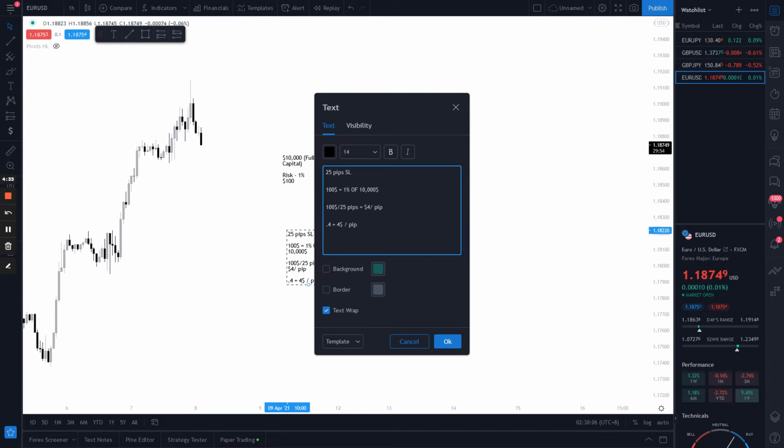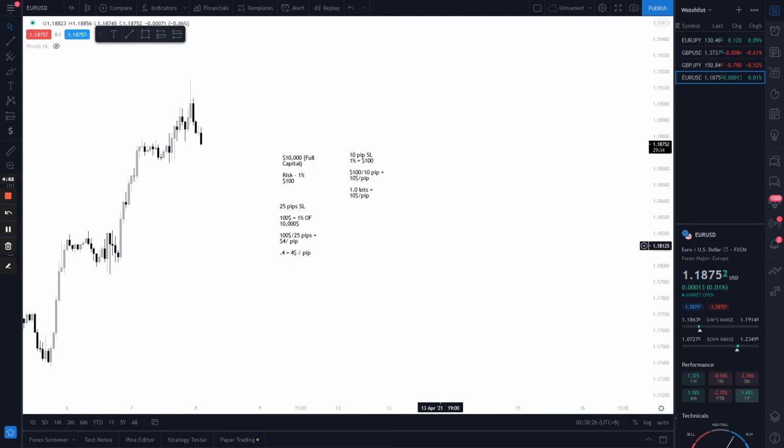Okay, so for this trade, let's say you have a trade with a 25 pip stop loss and you're only risking $100, which is 1% of your equity. You'll be risking $4 per pip. And how do you write $4 per pip into your lot size? It's 0.4. Okay, so that's how it is.